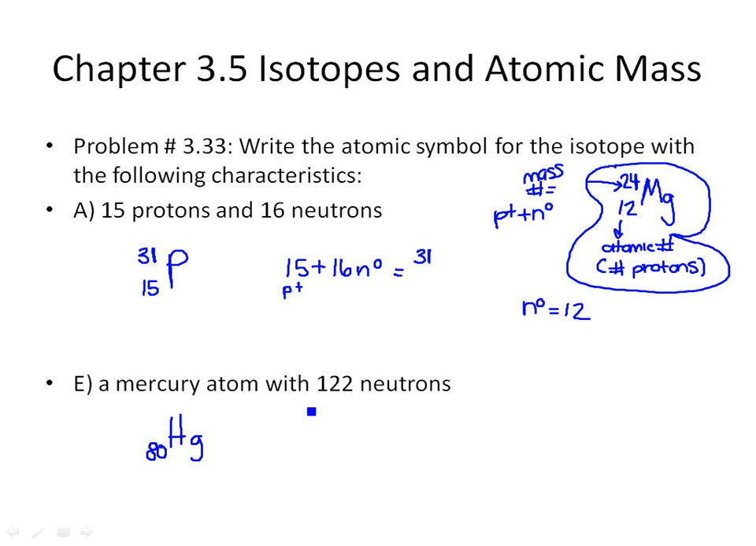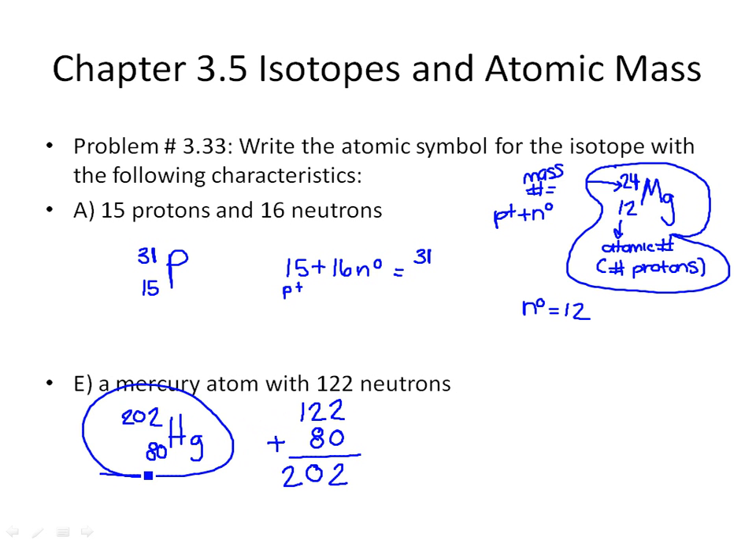Okay, so if we add up 122 and 80, we're trying to find the mass number, so we have to add protons plus neutrons. So we have 202 as our mass number. So our atomic symbols look like this, and this.